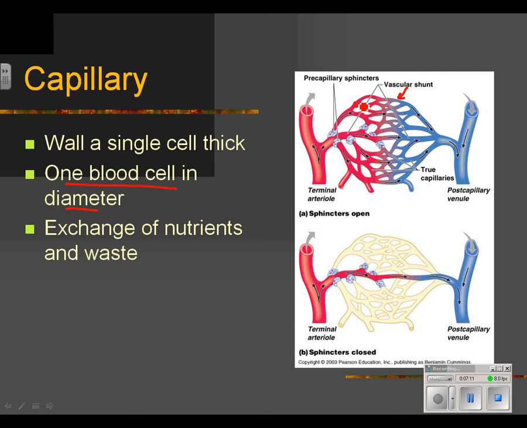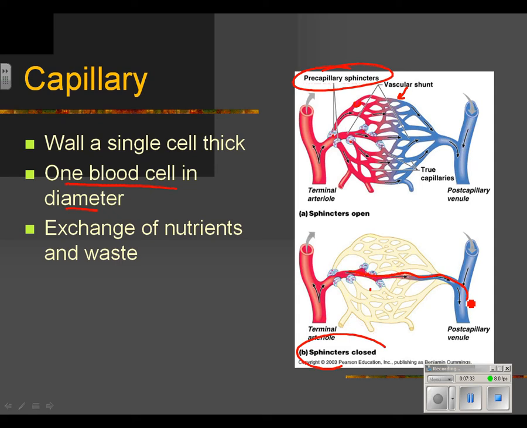Interestingly enough, at the end of each capillary are things called precapillary sphincters. These are muscles that can constrict. If they close, blood can't go into the capillary bed, so blood goes on through and back into a vein.